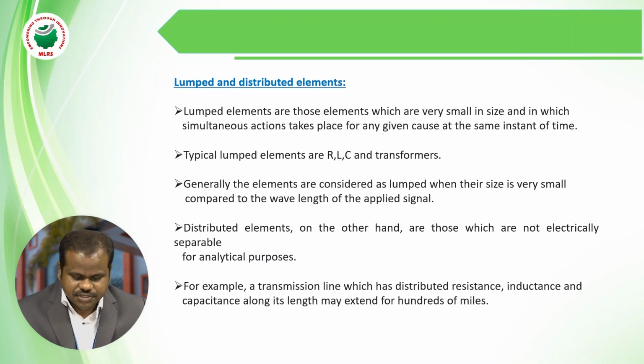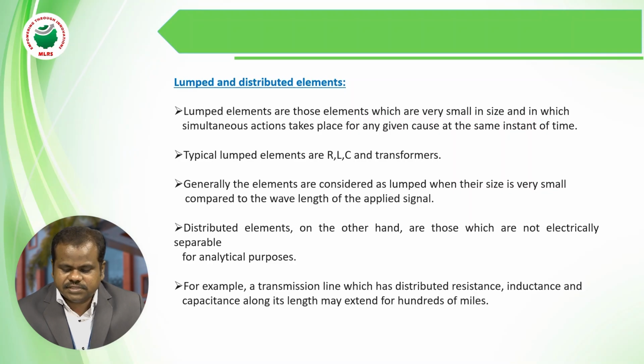And one more classification, that is lumped and distributed elements. Lumped elements are those elements which are very small in size and in which simultaneous actions take place for any given cause at the same instant of time. The typical lumped elements are resistance, inductance, capacitance, and transformers. Generally, the elements are considered as lumped when their size is very small compared to the wavelength of the applied signal. Distributed elements, on the other hand, are those which are not electrically separable for analytical purposes.